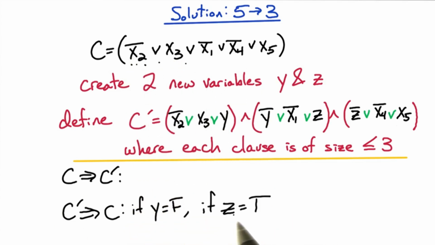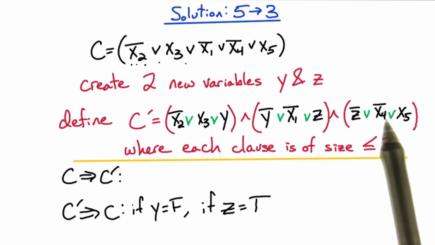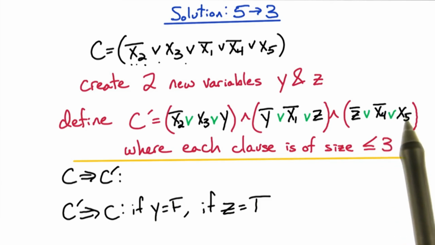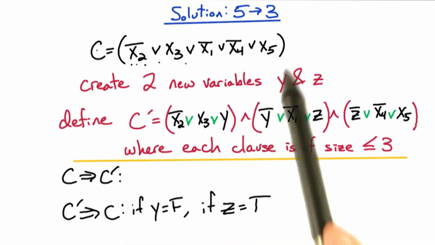Now suppose that z is set to true. Then this literal, z bar, is not satisfied, so one of these 2 literals must be satisfied. Either x4 is set to false or x5 is set to true, in which case one of these last 2 literals of C is satisfied.